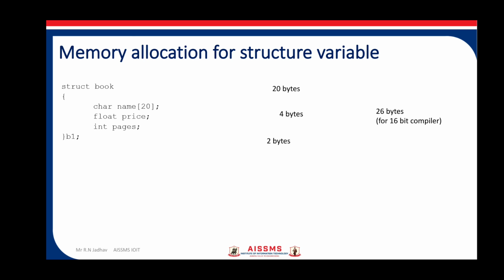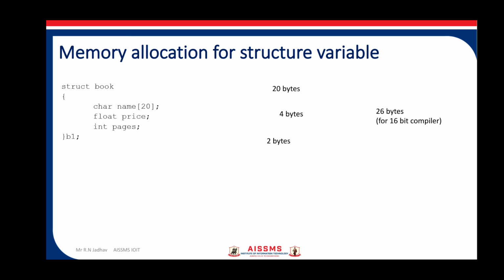Now memory allocation for structure variable. Suppose we have created a structure for book and we have created a variable b1. Now for character, as we have seen, a 16-bit compiler requires 1 byte. So 20 characters require 20 bytes. One float requires 4 bytes, and one integer requires 2 bytes. So a total of 26 bytes will be required for a single structure variable.